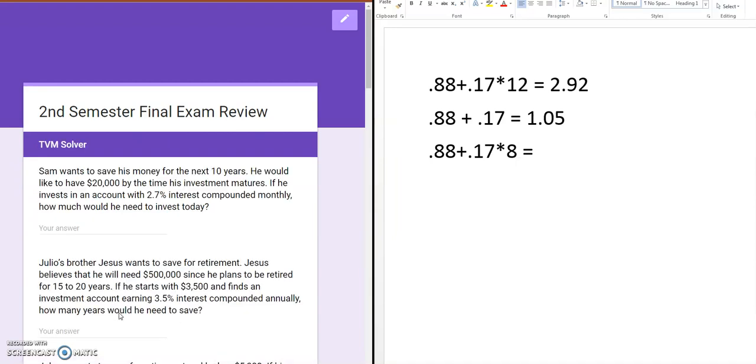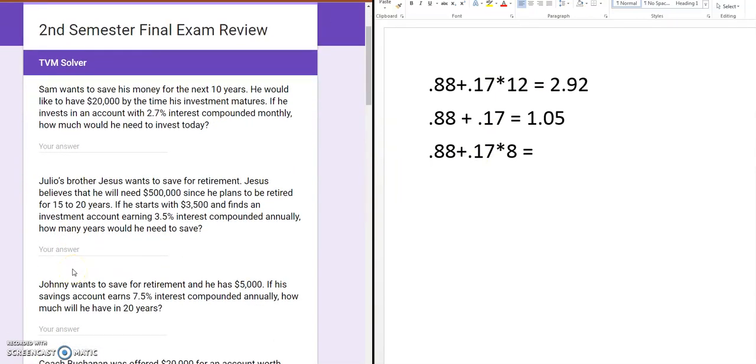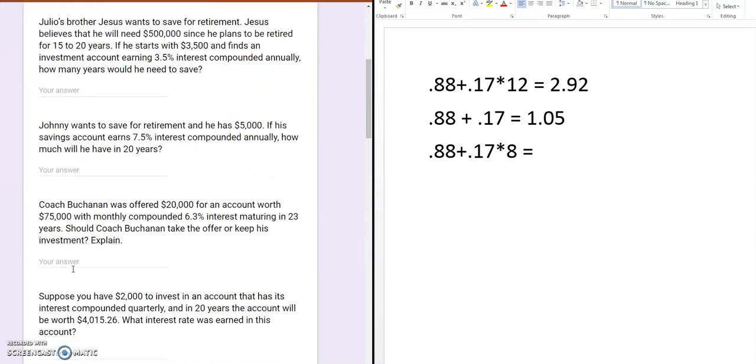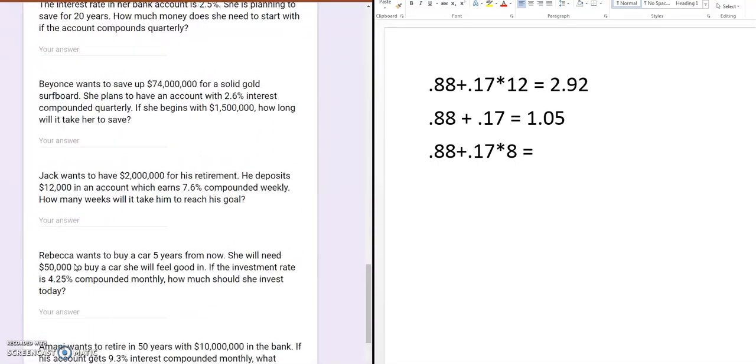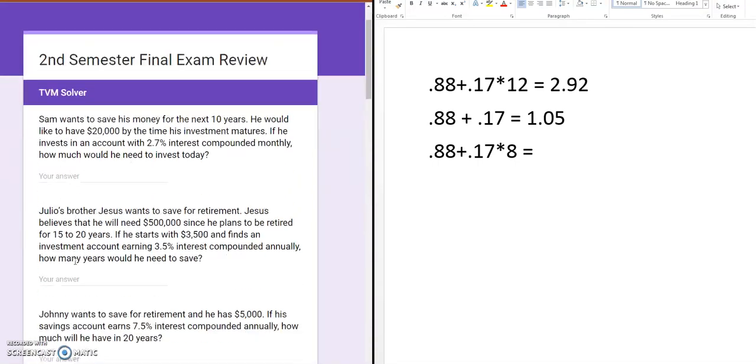Moving on. Here we have a TVM solver. So I'm going to take the calculator and show you how to input this information for the TVM solver. If you'll notice, there are several questions. This is very repetitive, so I'm only going to do 4 or 5 and then move on to the next page.